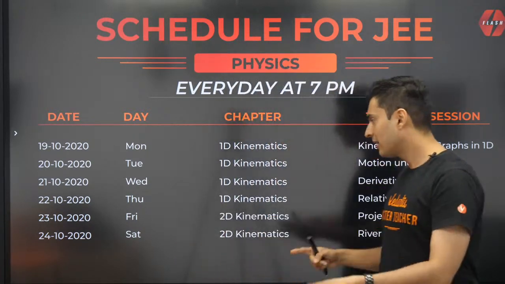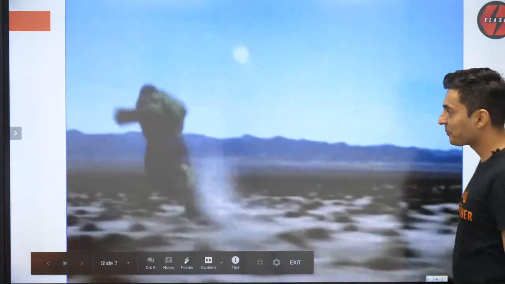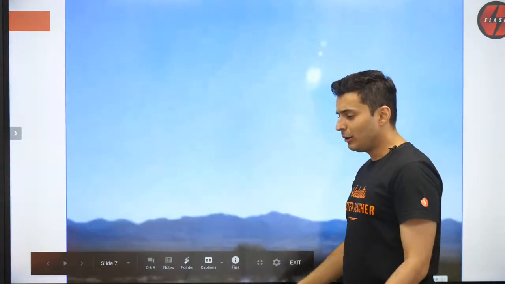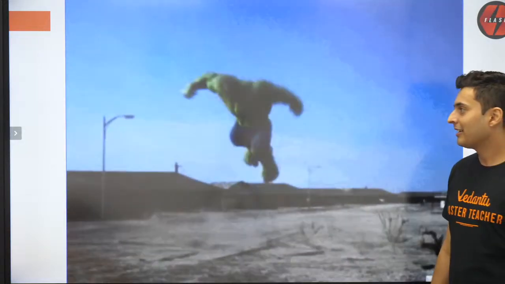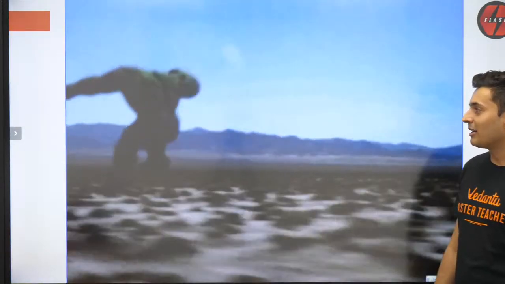Today we are going to do projectile motion, and a lot of movies have incorporated projectile motion in different ways, like this Hulk jumping out here, he's also doing projectile motion. Hello Deepak, wow, love from Nepal.